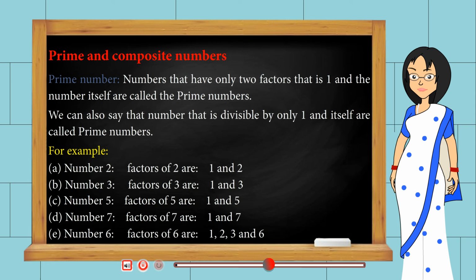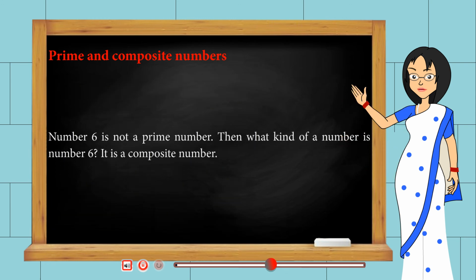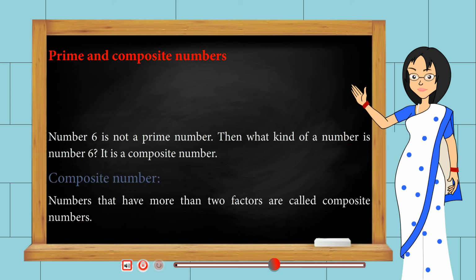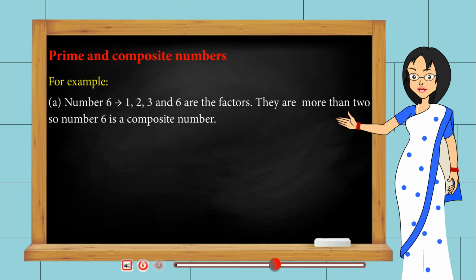Number 6. Factors of 6 are 1, 2, 3 and 6. Number 6 is not a prime number. Then what kind of a number is number 6? It is a composite number. Composite number. Numbers that have more than two factors are called composite numbers. Number 6. 1, 2, 3 and 6 are the factors.